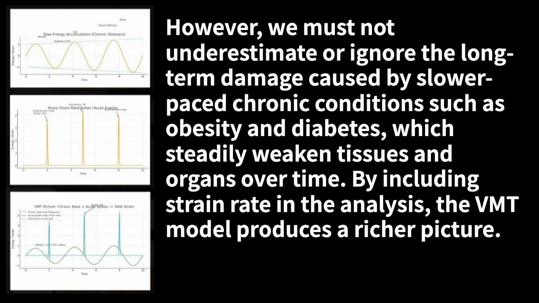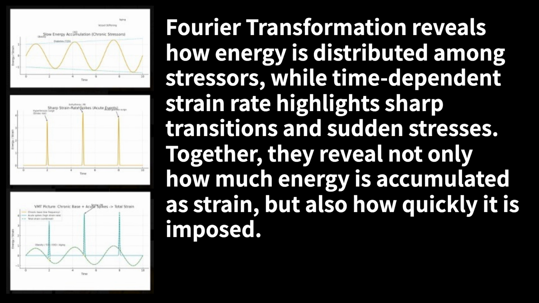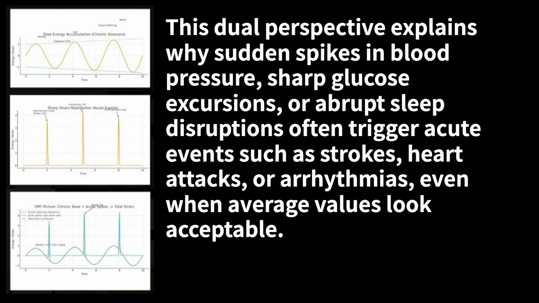By including strain rate in the analysis, the VMT model produces a richer picture. Fourier transformation reveals how energy is distributed among stressors, while time-dependent strain rate highlights sharp transitions and sudden stresses. Together, they reveal not only how much energy is accumulated as strain, but also how quickly it is imposed. This dual perspective explains why sudden spikes in blood pressure, sharp glucose excursions, or abrupt sleep disruptions often trigger acute events such as strokes, heart attacks, or arrhythmias, even when average values look acceptable.